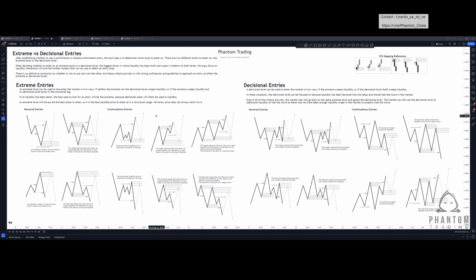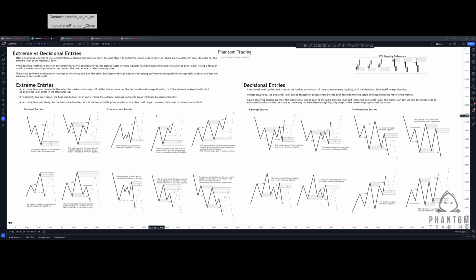There is no definitive conclusion on whether or not to use one level over the other, but these criteria provide us with strong confluences and guidelines to approach an entry at either the extreme or decisional levels. Also, this emphasis and focus on a repeatable process is what's going to help us make our trading simplified. So let's first talk about extreme entries.